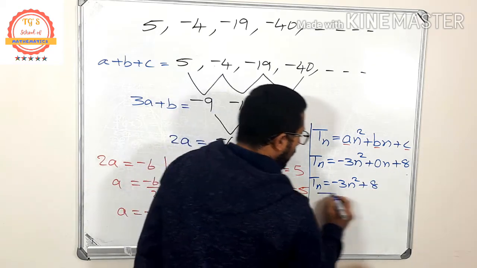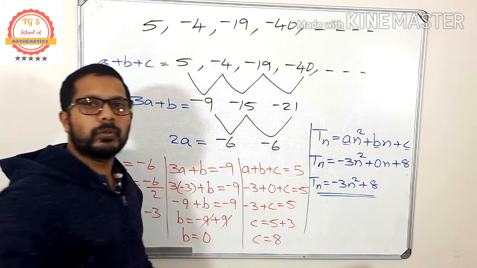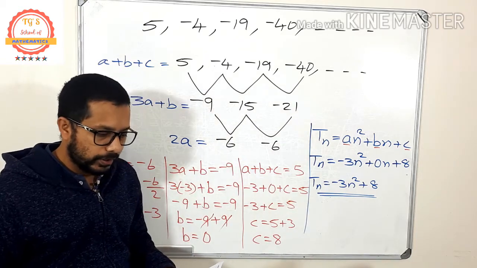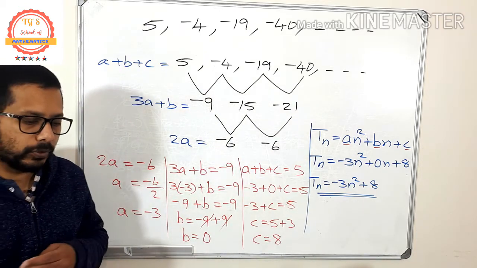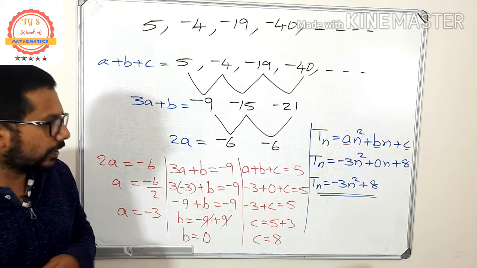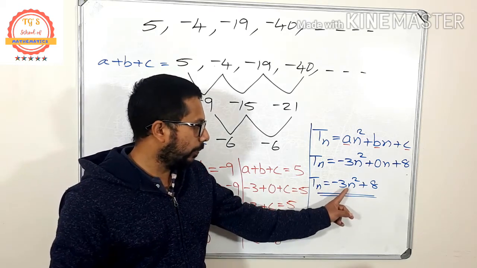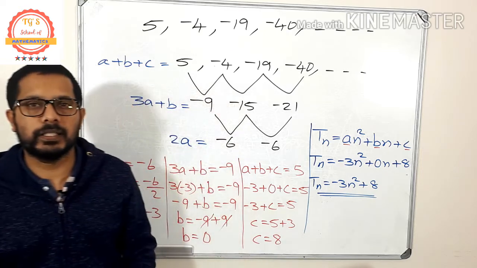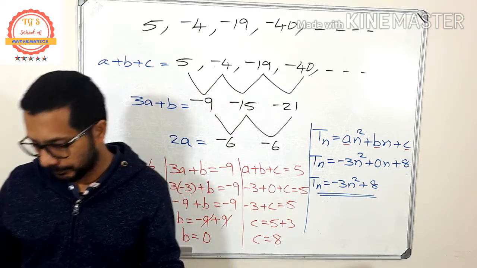So that is the nth term of the sequence. Now look at the question once more. What is the question? Determine the nth term or Tn of the pattern. So what is the nth term? Tn is equal to minus 3n squared plus 8. That is the nth term.